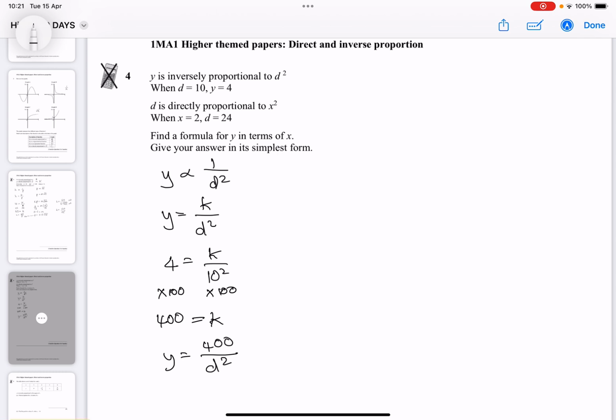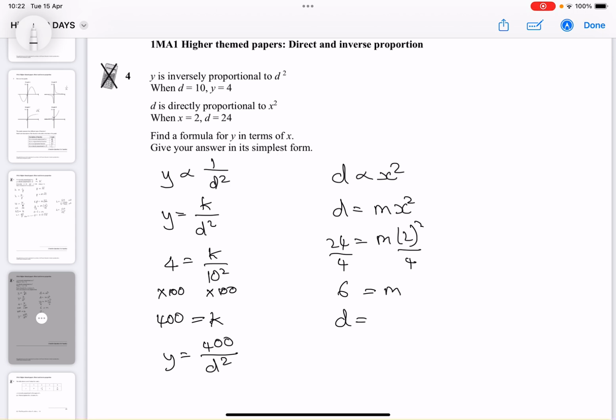Now, what I've also got is d directly proportional to x squared. I'm going to use m again, so d equals m times x squared. D equals 24, so 24 equals m times 2 squared. 2 squared is 4, divide by 4, so m equals 6. So d equals 6 times x squared.